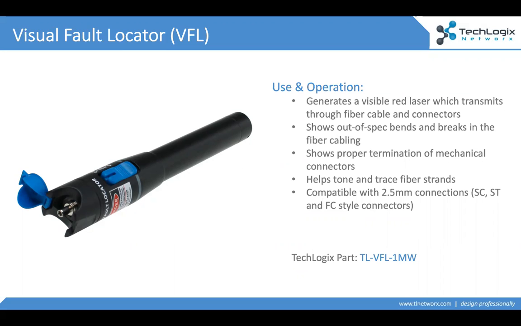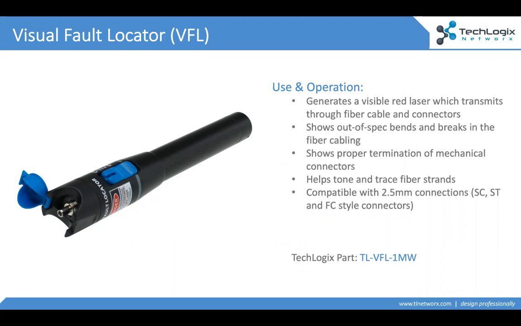Now, that VFL can also be used to find breaks in the line. It'll visually light up the cable where the break is. It's not as much of a problem anymore. This used to be a bigger problem with fiber optic cable because it was fairly brittle. You didn't have the bend radiuses. But today's modern, what we call bend insensitive fiber, performs very well.